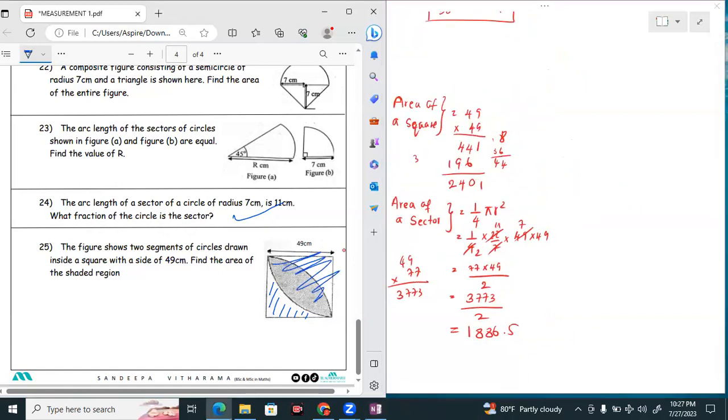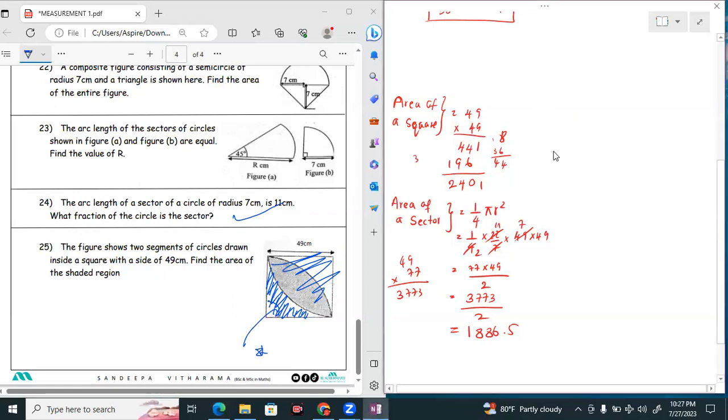Now what you have to find is the area of this sector. Now our aim is to find this part. We can get the area outside the shaded portion by subtracting the area of the sector from the area of the square.